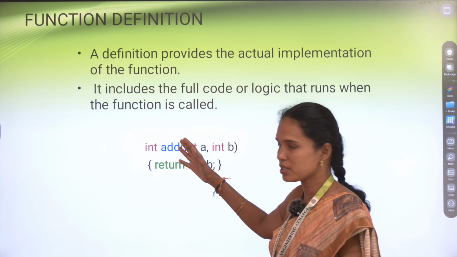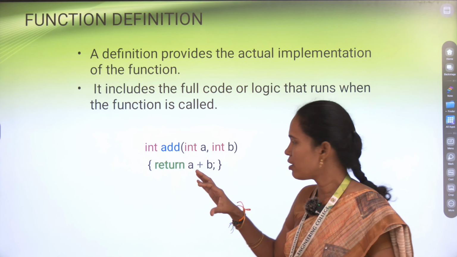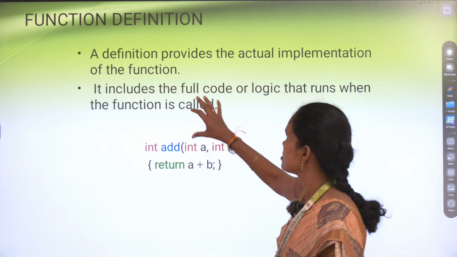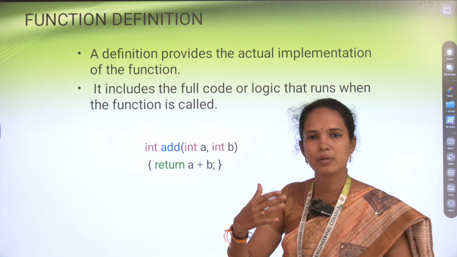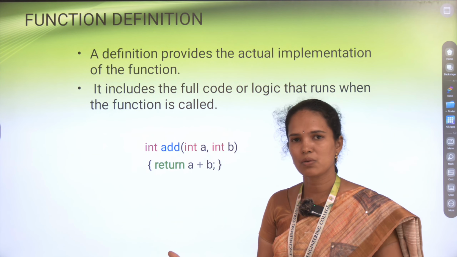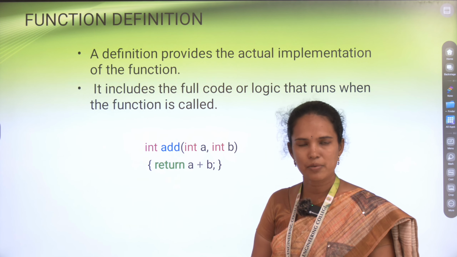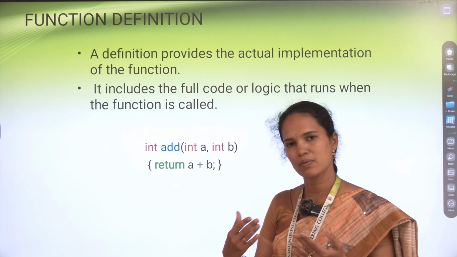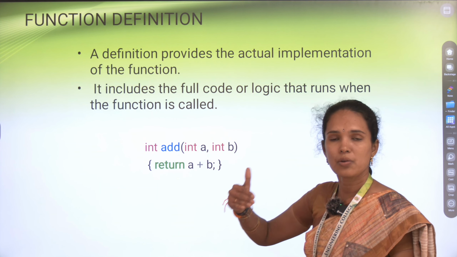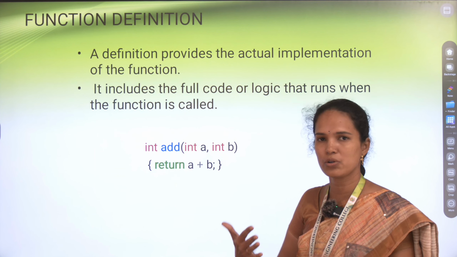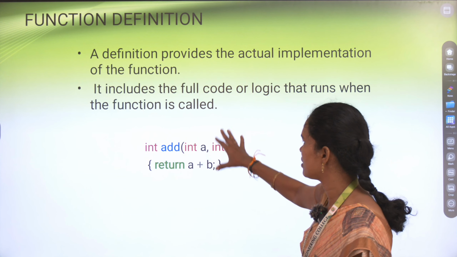Next is the function definition. I told you the logic you want to perform will be elaborately written in the function definition. The definition provides the actual implementation of the function. Whatever logic you want to perform, whether multiplication, addition, subtraction, square of a number, or finding prime numbers, that will be written inside the function definition. It includes the full code or logic that runs inside the function.